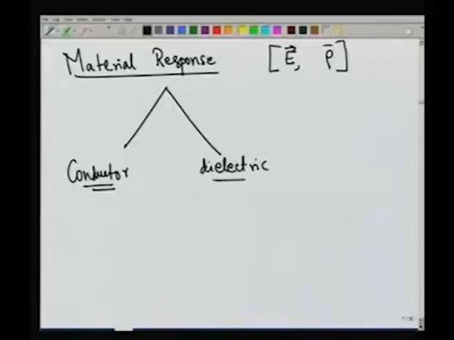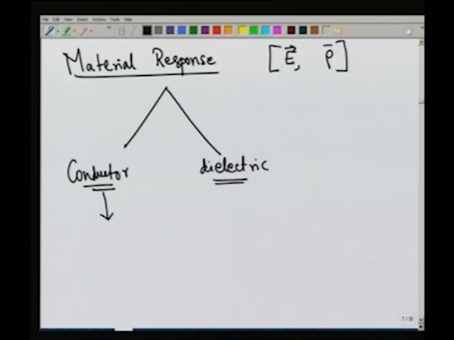Here I am interested in electrostatics, therefore, let me restrict myself to response to the electric field. Let us ignore for the time being all other different kinds of exotic materials. We shall try to consider only the broad class of these two materials, namely conductor and dielectric. So, how do I distinguish between a conductor and a dielectric? The textbook definition is very, very straightforward.